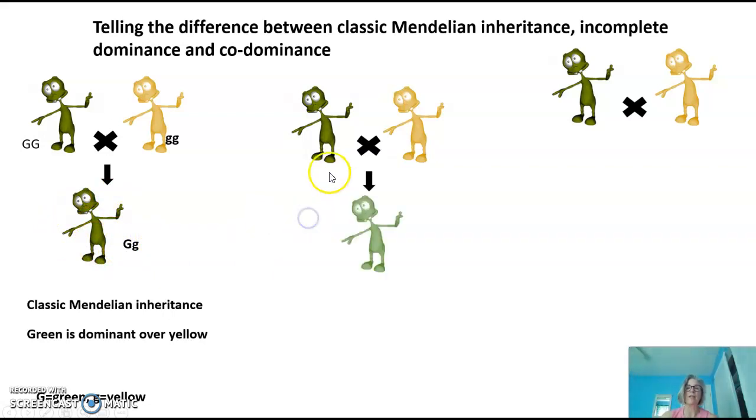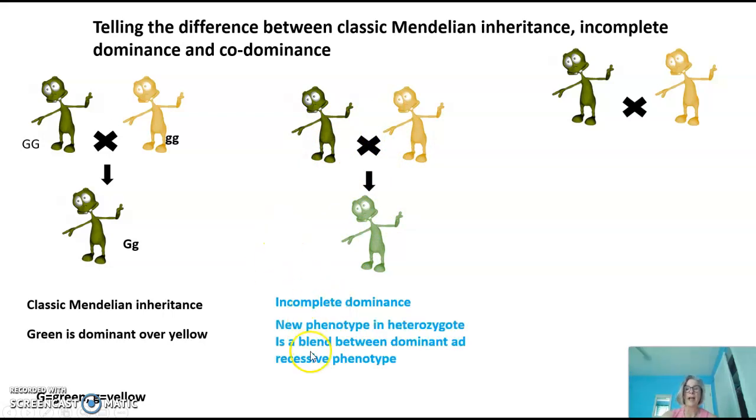Let's look at another case where I have a green alien mating with a yellow alien and I get a pale green alien. That's a new phenotype, so anytime you see a completely new phenotype that's a blend between the two parental phenotypes, you need to be thinking incomplete dominance. And this is a new phenotype that's a blend between the dominant and the recessive.